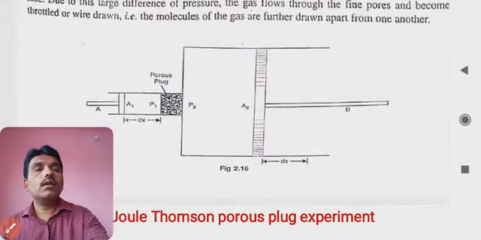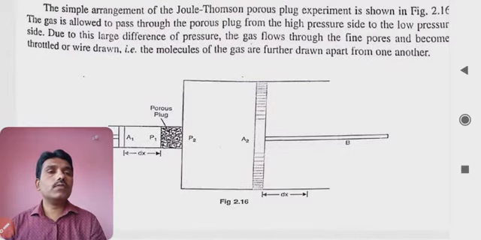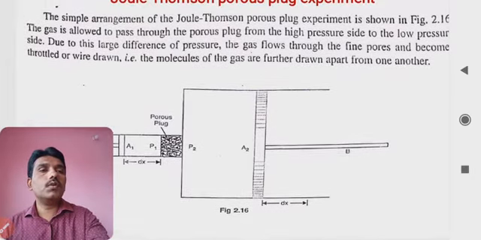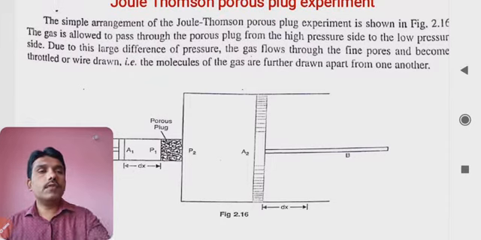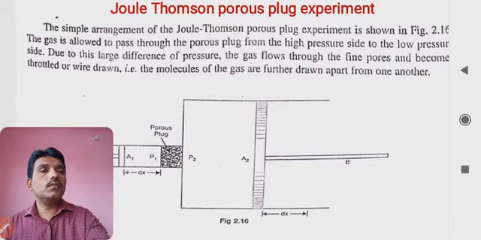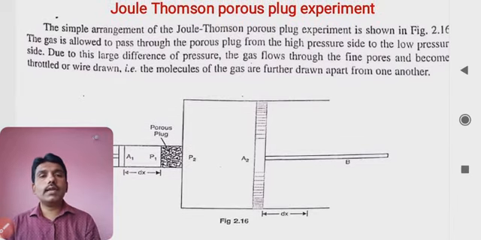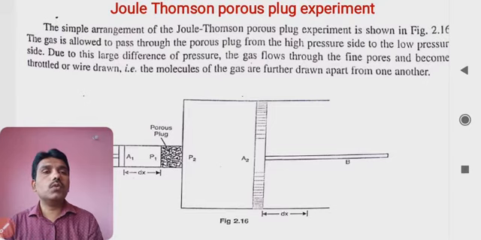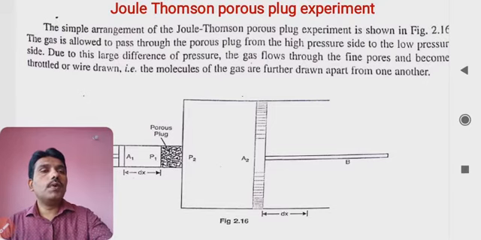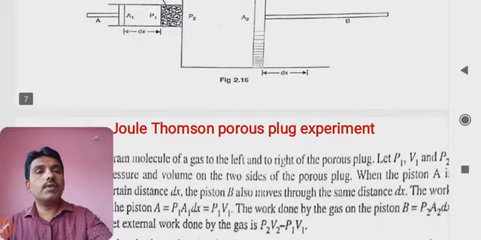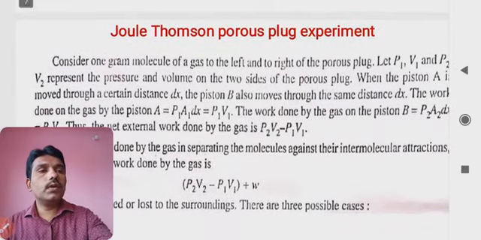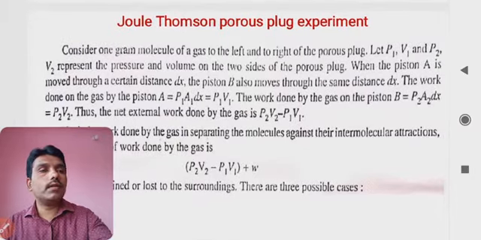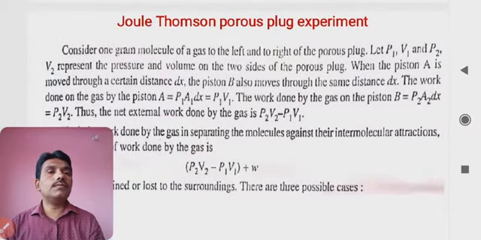And when the molecules of the gas are drawn from this high pressure side to the low pressure side, due to this large difference of pressure, the gas flows through the fine pore and becomes throttled at the wire drawn, and the molecules of the gas are further apart from one another, त्याच्यामध्ये ते एकमेकांपासून दूर जातात जास्त, आणि त्यामुळे आपल्याला काय बघायला मिळतं. लेट सी व्हॉट इज टू बी रिलेटेड विथ दिस फॅक्टर्स. सो हिअर इज द case.